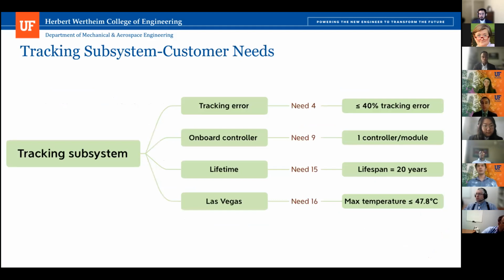So I'm Cameron Sirajadini, and the tracking subsystem will work to ensure that the modules in the field are in constant sync with the sun as the Earth moves relative to the sun. Therefore, it must have a low tracking error to stay with the sun and collect the most solar energy, in addition to being able to withstand the environmental conditions of Las Vegas and last at least 20 years in Las Vegas.